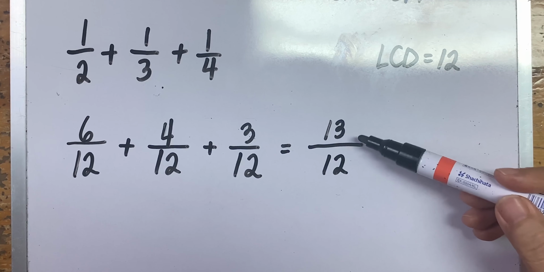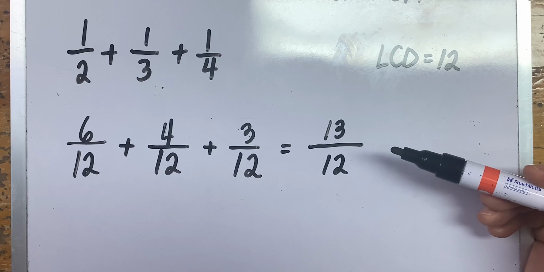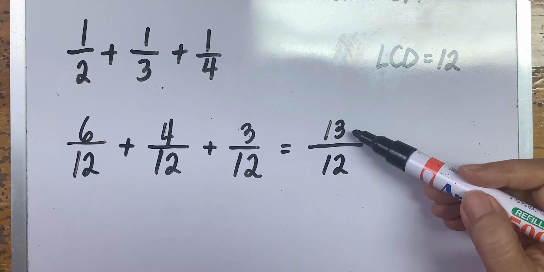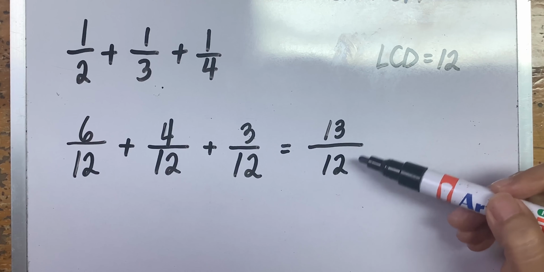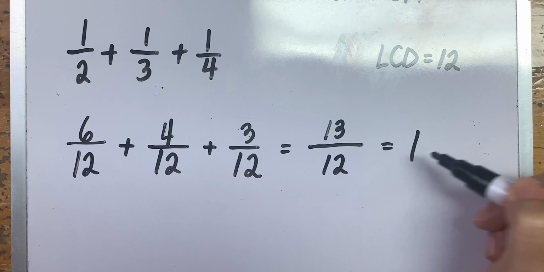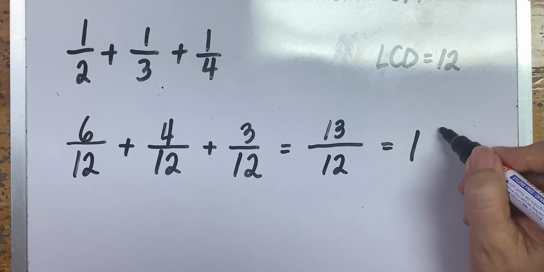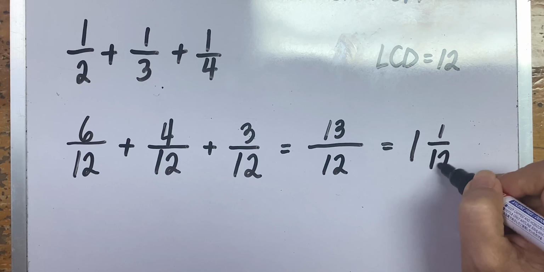Now, this is an improper fraction. Kailangan i-convert natin to into a mixed number. So, i-divide lang natin yung 13 by 12 or ilang 12 meron sa 13. Of course, there's 1. At yung remainder, yun na yung magiging fractional part, which is 1 over 12.